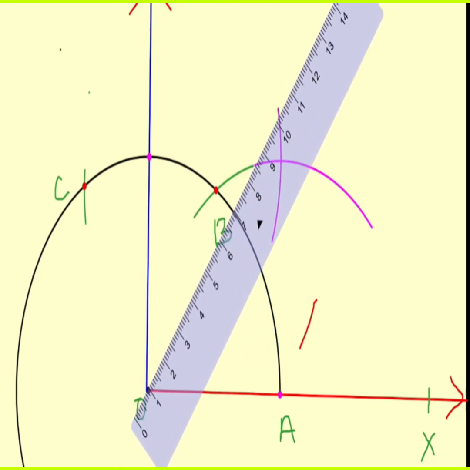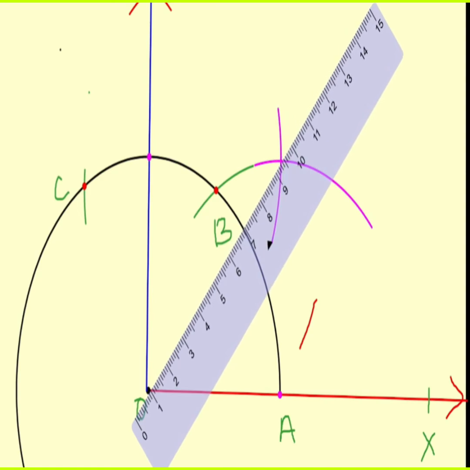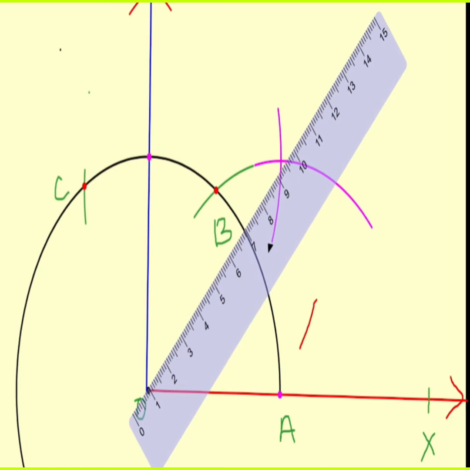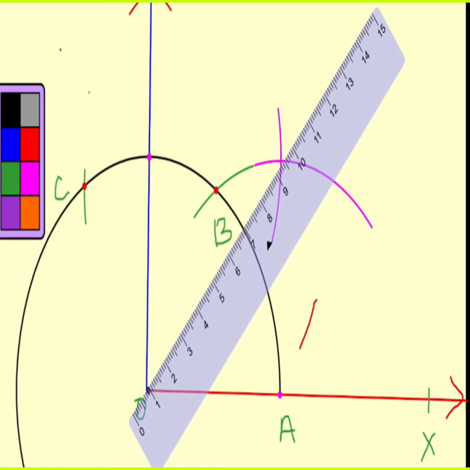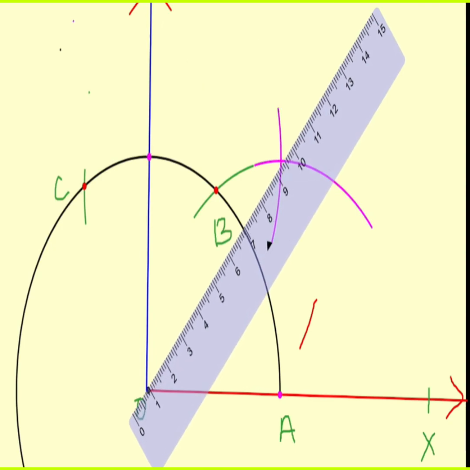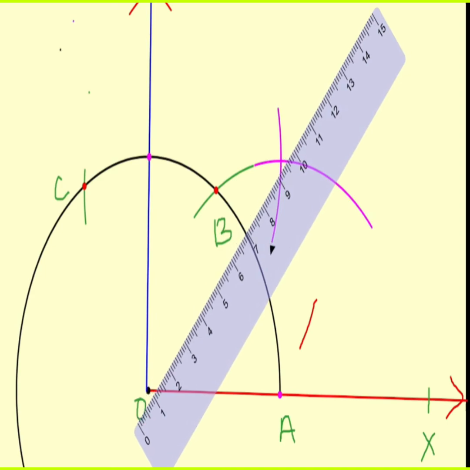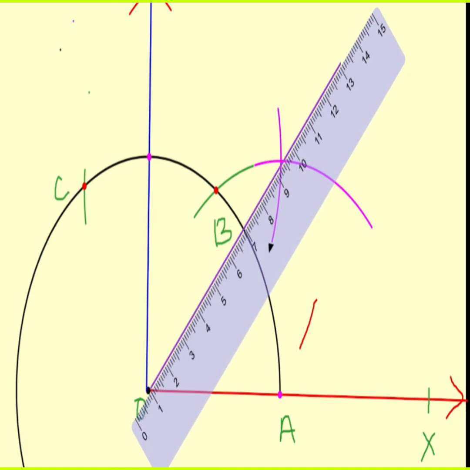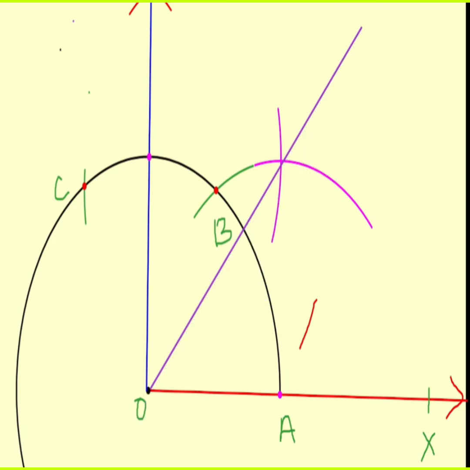If you bisect angle 90 degrees, then you will get the required construction of angle 45 degrees by joining this point to the initial point O. Yes, this ray indicates the angle 45 degrees, that is angle AOB equal to 45 degrees.